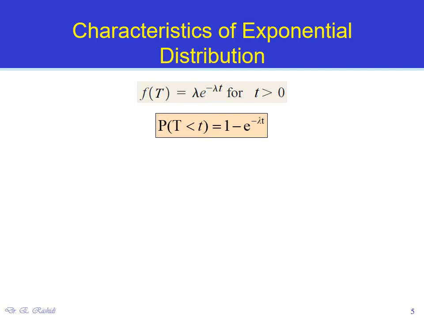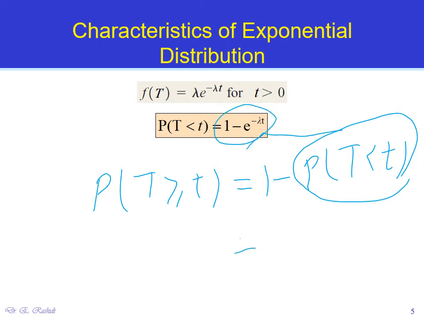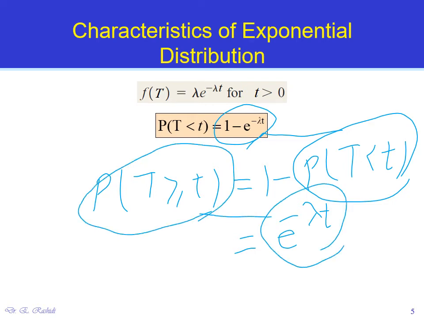We now can compute the probability that T is greater than or equal to t. And that is equal to, according to the formula of the complement of an event, 1 minus the probability of its complement, which is T less than t. And if you replace this by this, you're going to get e to the power of negative lambda t. So this is the probability.